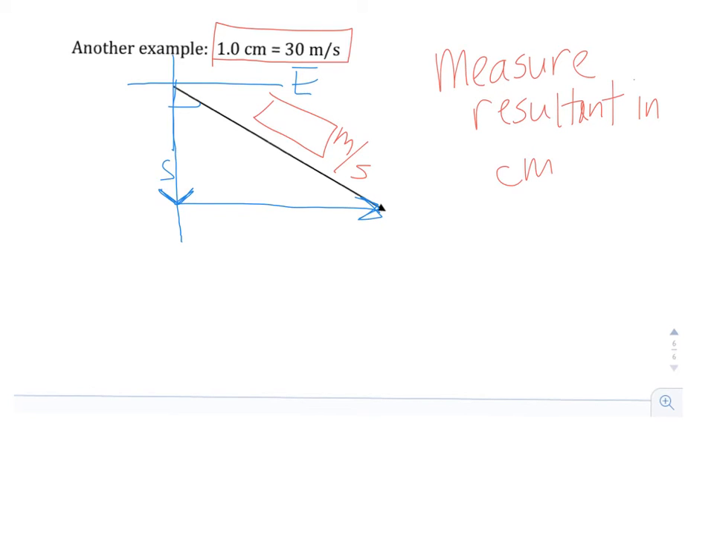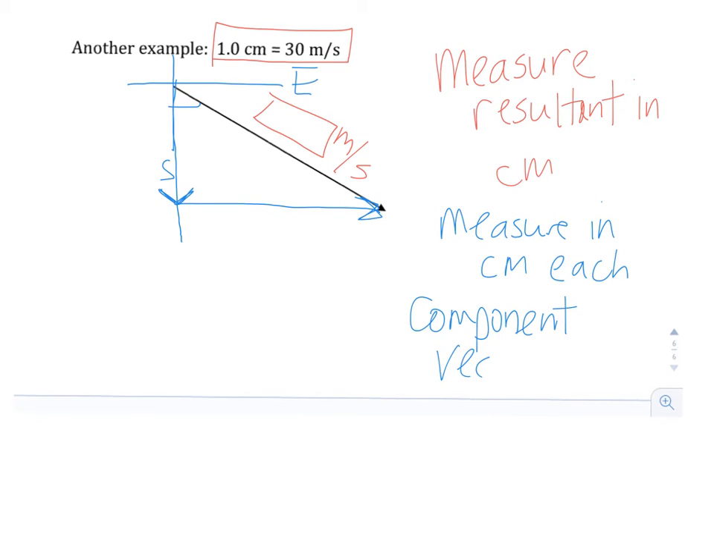Then what I want you to do is measure in centimeters each of the components. So here and here, measure the south component and measure the east component. Tell me the distance they are, and then once you know that, you should be able to calculate what the speed was in each of those directions using the scale above. So try that part out on your own.